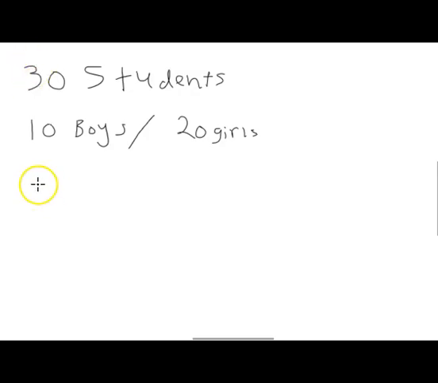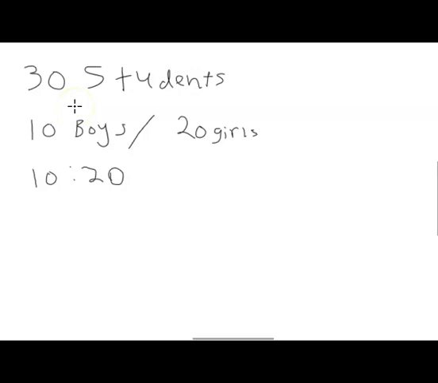So if we're to write that in a relationship form, it's going to be 10 to 20. Now this here is standard notation for a ratio. It's going to be two dots, one here, one on the bottom, and that's going to let us know that there are 10 boys for every 20 girls in this classroom.